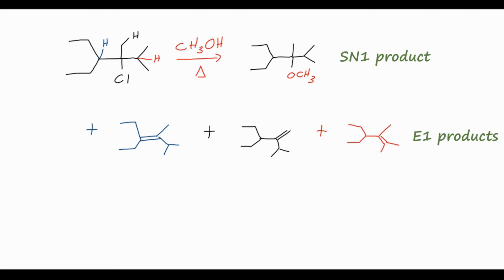So whenever you have a molecule and you're looking at the E1 products, it's very important to look at where all of your hydrogens are, and to see if multiple products can form instead of just one elimination product.